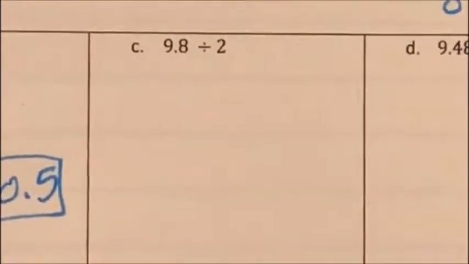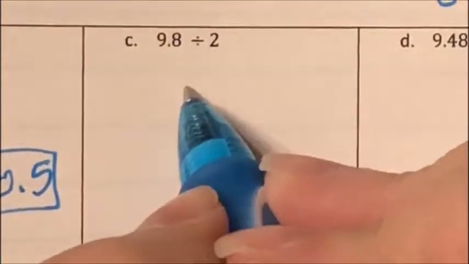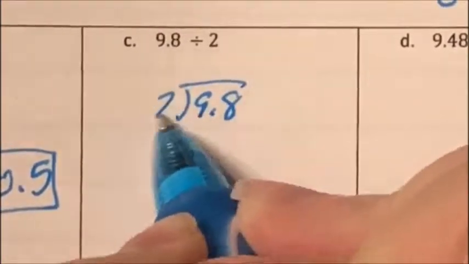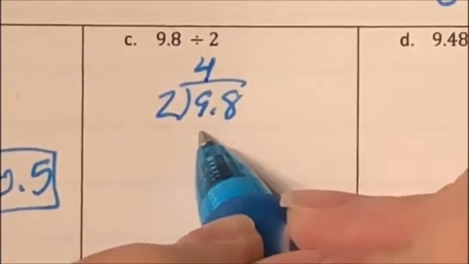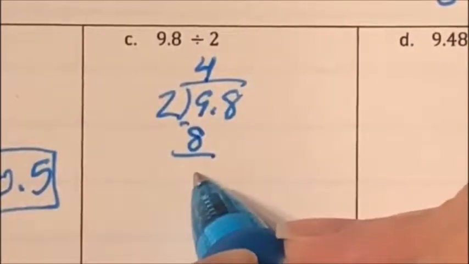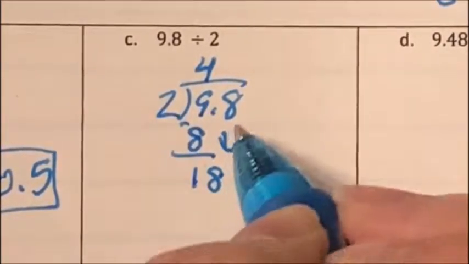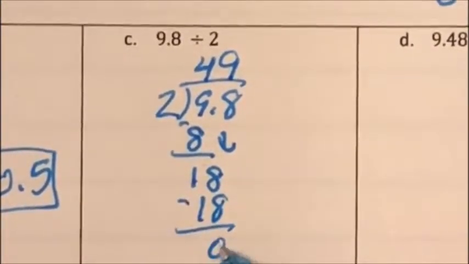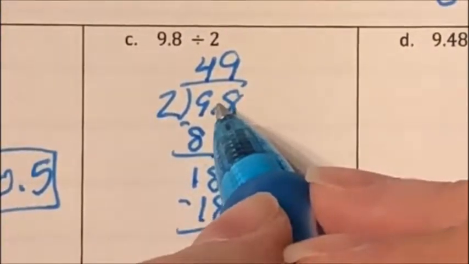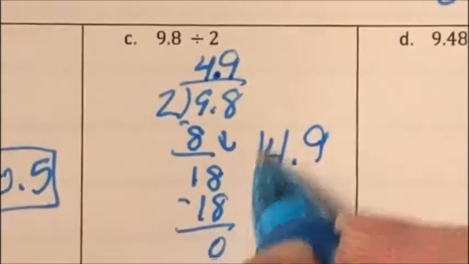Letter C, 9.8 divided by 2. Okay, 2 goes into 9 4 times. 4 times 2 is 8. 9 minus 8 is 1. I bring down my 8. 2 goes into 18 9 times. 9 times 2 is 18. I subtract and get 0. I bring up my decimal, which goes between 4 and 9. So I get 4.9.